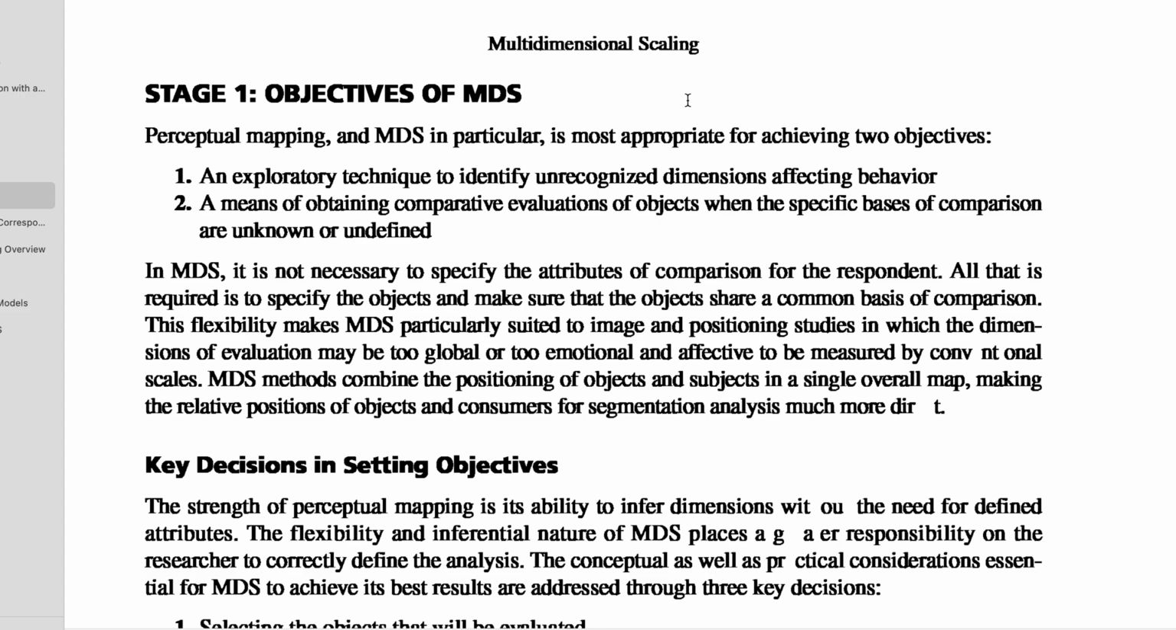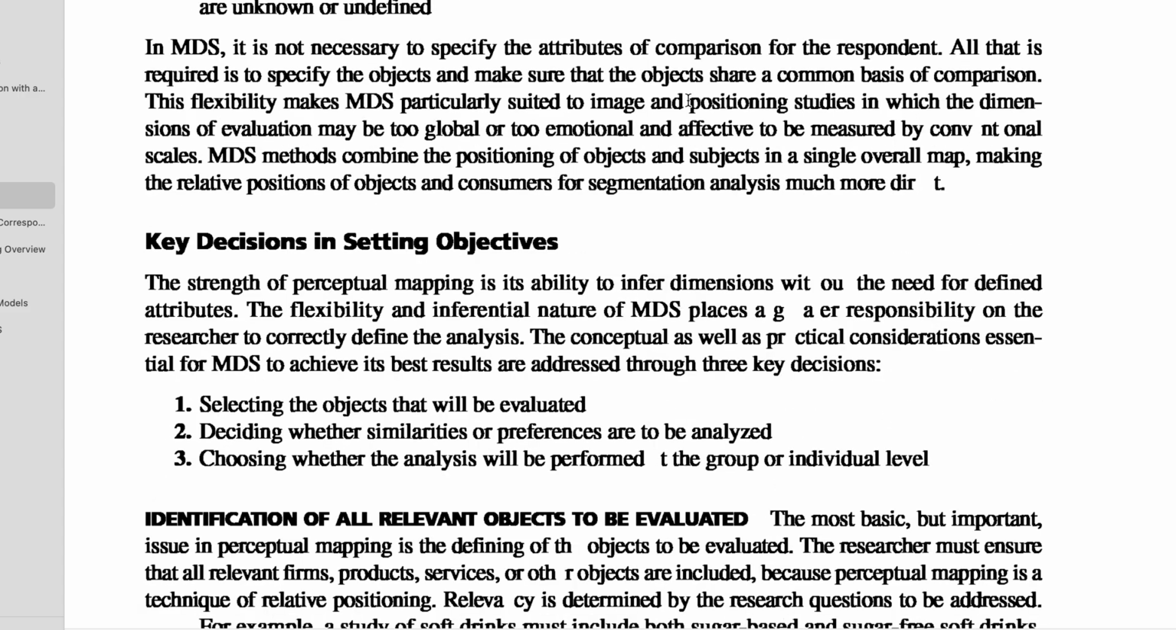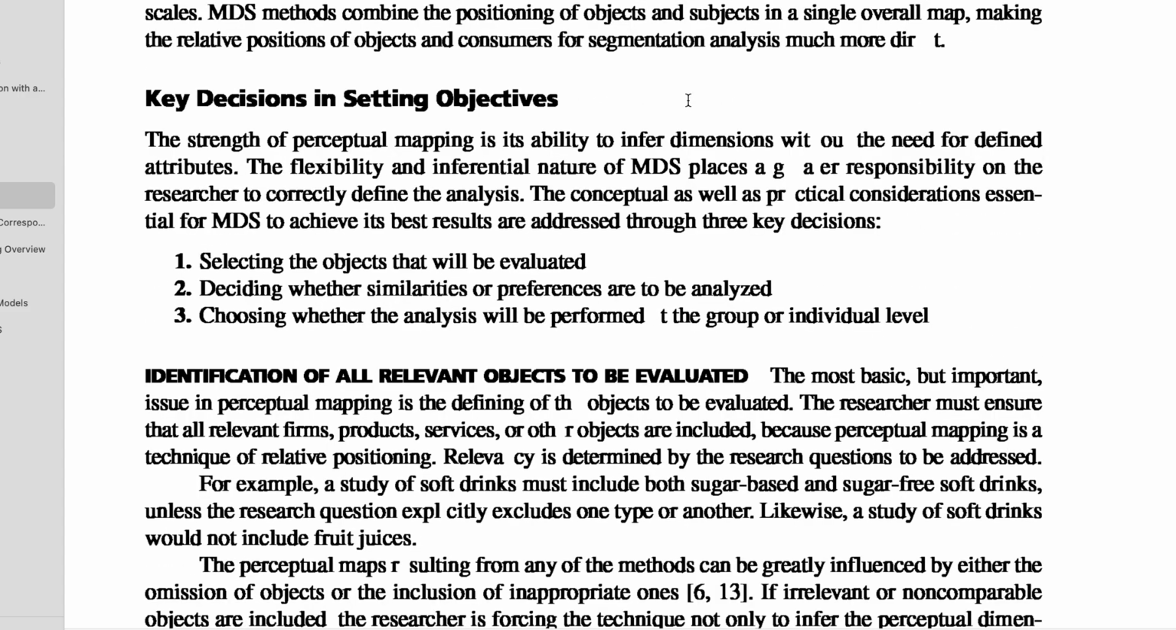This flexibility makes multidimensional scaling particularly suited to image and positioning studies in which the dimensions of evaluation may be too global or too emotional and affective to be measured by conventional scales. Multidimensional scaling methods combine the positioning of the object and the subject in a single overall mapping, making the relative positioning of objects and customer segmentation analysis much more direct. Key decisions in setting objectives. The strength of perceptual mapping is its ability to infer dimensions without the need to define the attributes.